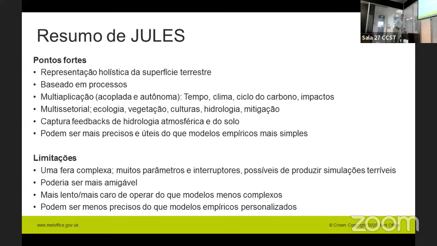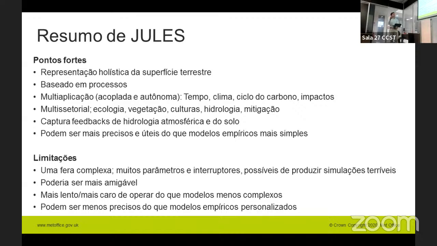Is anyone going for the last few bullet points? What is the last few bullet points? I can't read it. The very last one? Oh, the last three. So the second one is that it could be more friendly. Friendly. Okay, that makes sense to me. But I'm wondering what's the English for "uma fera complexa"? The first limitation was a complex beast. Oh yeah, sorry. It's a complex beast. Okay.